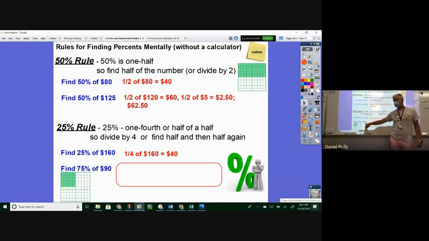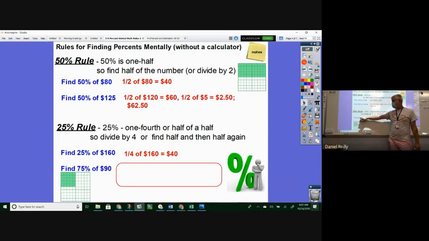Sometimes dividing by 4 isn't so easy. 90 divided by 4, well, I don't know what that is. So instead, you can divide it in half, and then divide that number in half again. Half of a half is 25%.